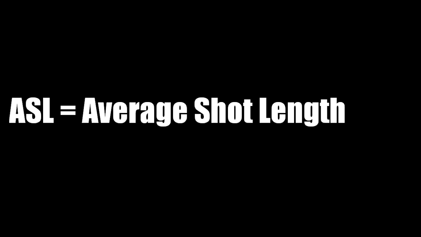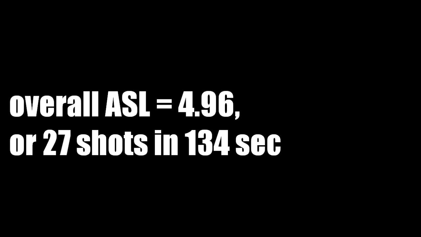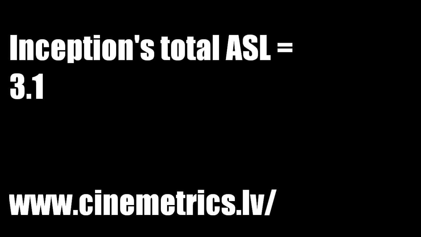So I went ahead and I calculated the average shot length in these 3 scenes, and that's just how many seconds each shot lasts. As you can see, Inception's numbers are pretty typical, between 4 to 6 seconds per shot. Overall, the average shot length for these 3 scenes was just under 5 seconds. Now, other people have used software to calculate the total ASL, getting a 3.1 figure, so this opening is actually pretty languid compared to the rest of the film. I'm guessing that the later action sequences speed things up.